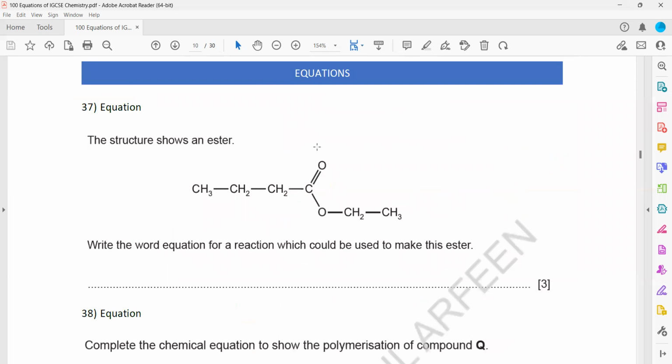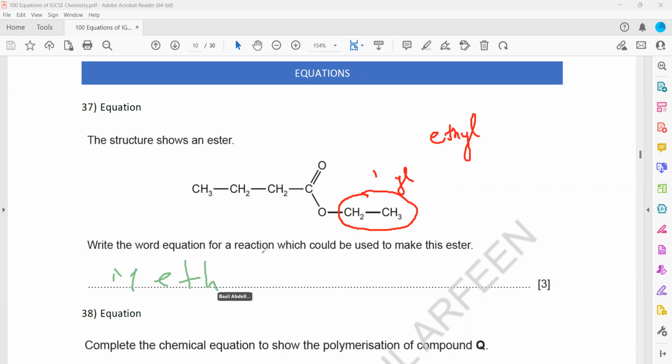The structure shows an ester. First thing, identify the name of the ester. The part which is attached to oxygen we name first. How many carbons? 2 carbons, so it will be eth, and the part which is attached to oxygen is ethyl. And ethanol. So the part which is attached to oxygen we name first.